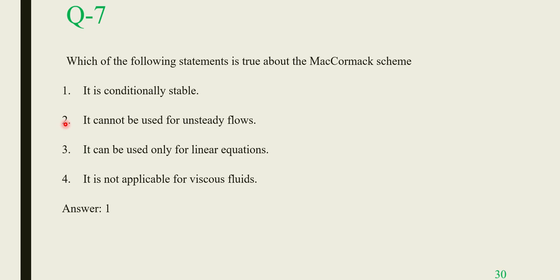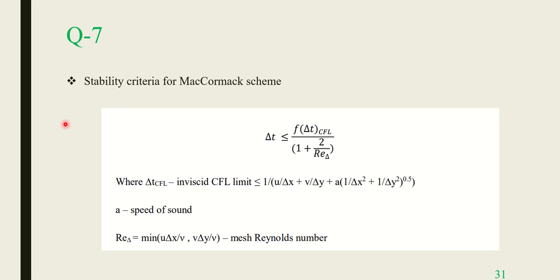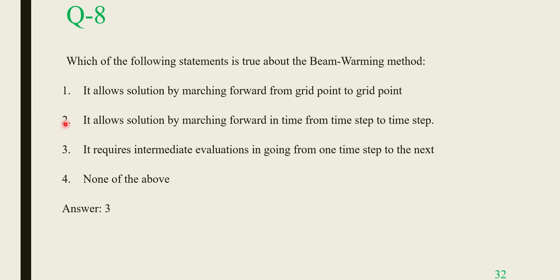Now we'll move on to the next question. Which of the following statements is true about the Beam Warming method? First, it allows solution by marching forward from grid point to grid point. Second, it allows solution by marching forward in time from time step to time step. Third, it requires intermediate evaluations in going from one time step to the next. Option 4, it is none of the above.